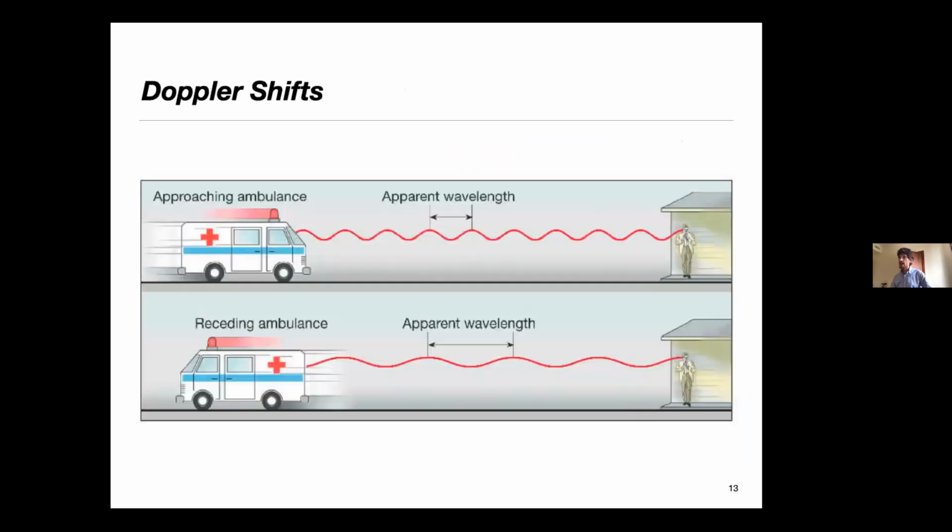Okay, and like I mentioned, this is up to a slight technicality. This is basically the same principle that goes on when you hear an ambulance coming towards you. The siren appears a little bit higher frequency than when the ambulance is receding away from you, and it appears a little bit lower frequency.